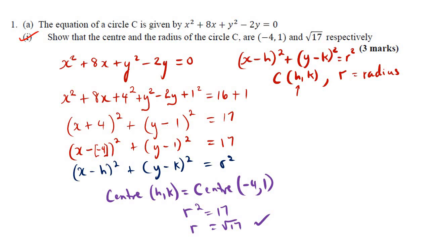Alright, so we have the equation of the circle C, given by the equation x squared plus 8x plus y squared minus 2y equals 0. And we were asked to show that the center and the radius of the circle C are -4, 1, and the square root of 17 respectively, which we have done. We rewrite this equation in the general form, which is right here, and we're able to prove that the center is -4, 1, and the radius is the square root of 17.